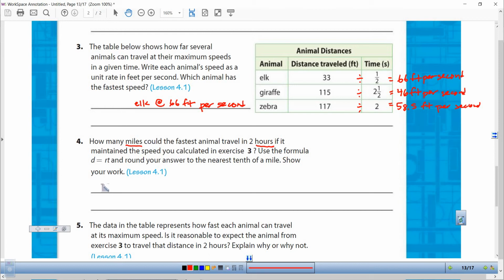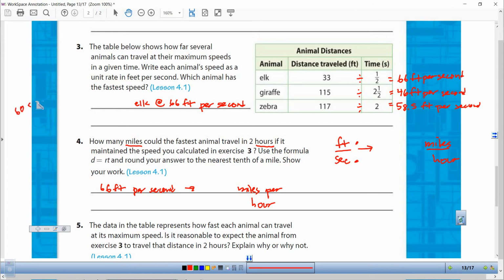So let's convert. What we really need to do is we want 66 feet per second. And when we're done, what do we want? We want blank miles per hour. All right, so what are we going to do here? We've got feet per second. And when we're done, we need miles per hour. All right, so if we think about it, I need to get from seconds to hours. What do I have to multiply by to get from seconds to hours?